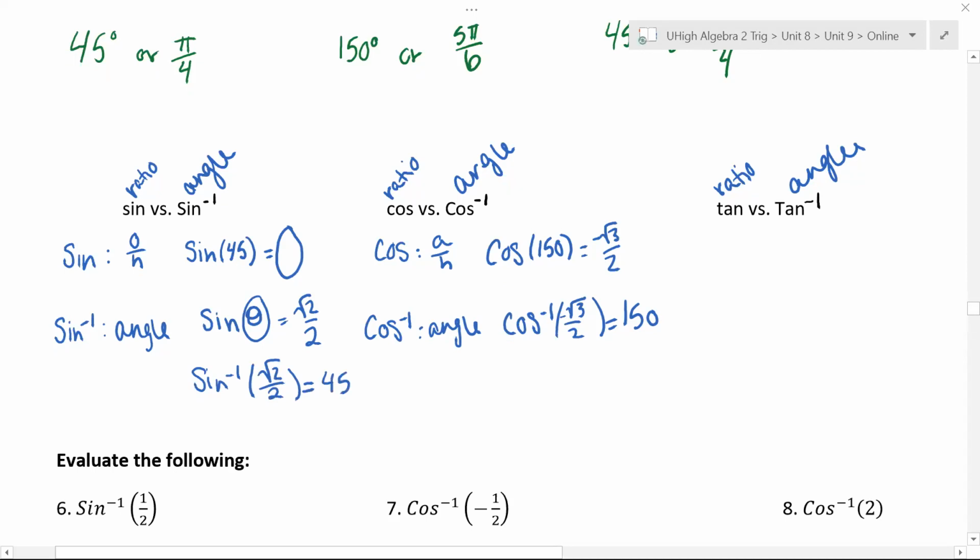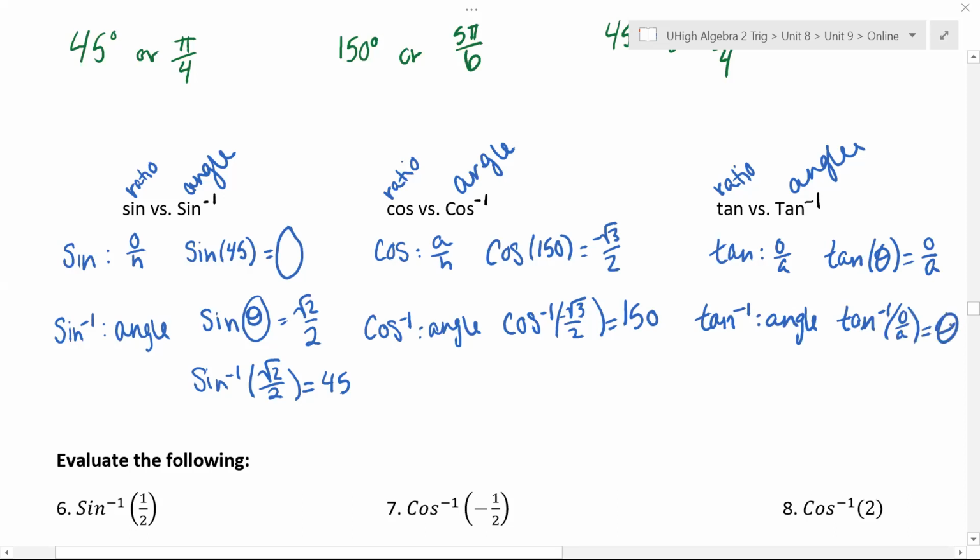All right, so last one, tangent. My tangent is my opposite over adjacent. So I would write the tangent of my angle equals opposite over adjacent, where my inverse tangent talks about my angle. I'd write the inverse tangent of opposite over adjacent equals my angle.